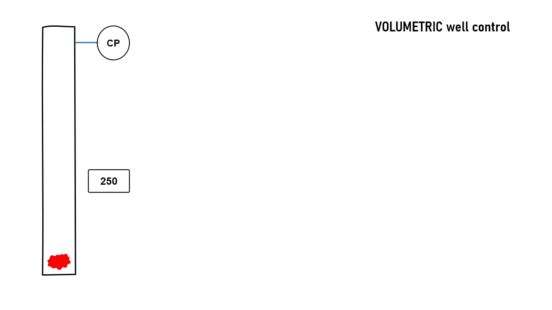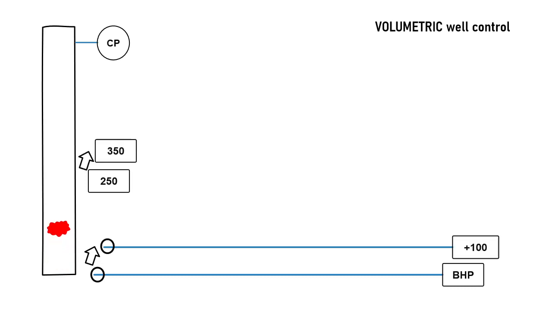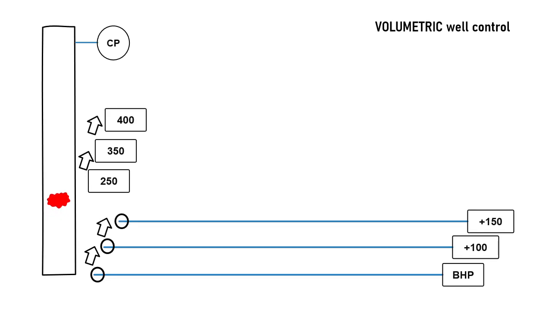First, we need a safety margin. In this example, by shutting in the well completely, we let the casing pressure increase due to gas migration, from 250 psi to 350 psi. And then we need a working margin. Again, keep the well shut in, and let the casing pressure increase from 350 psi to 400 psi. So our safety margin is 100 psi, and our working margin is 50 psi.